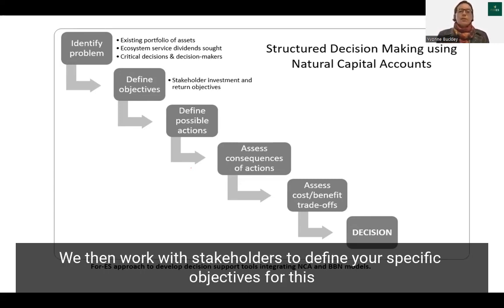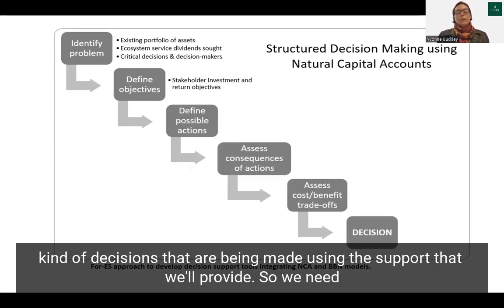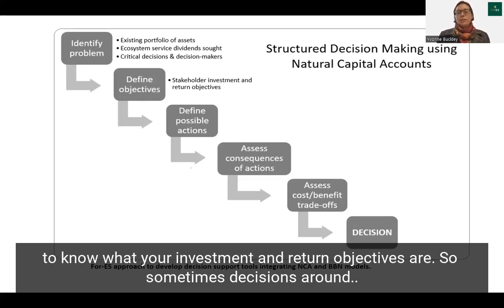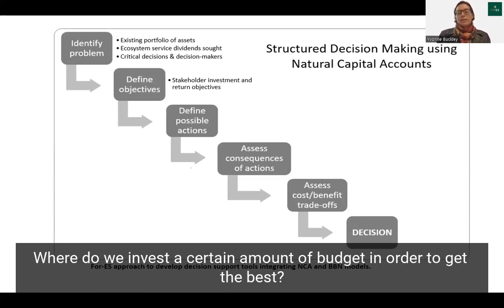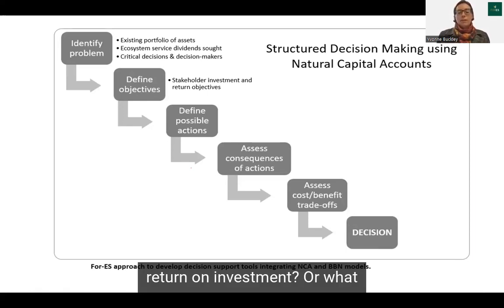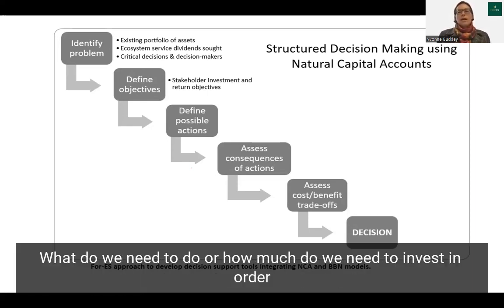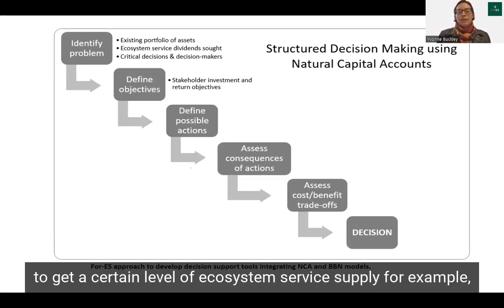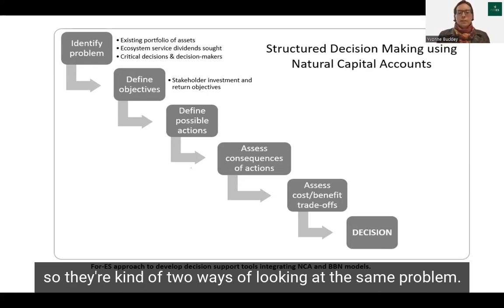We then work with stakeholders to define your specific objectives for the kinds of decisions that are being made using the support that we'll provide. So we need to know what your investment and return objectives are. So sometimes decisions around where do we invest a certain amount of budget in order to get the best return on investment, or how much do we need to invest in order to get a certain level of ecosystem service supply, for example. So they're kind of two ways of looking at the same problem.